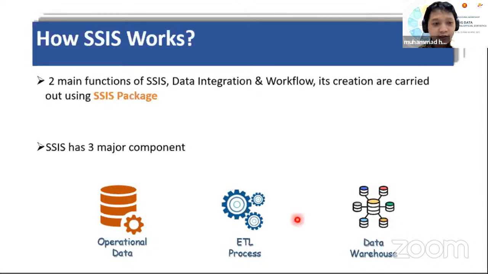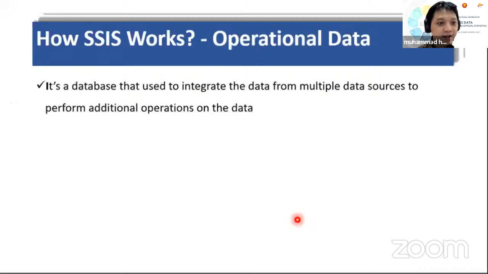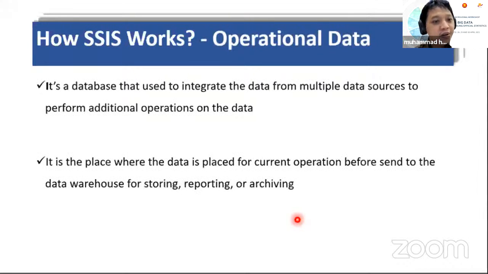Okay, I will make it simple. The operational data is the database used to integrate the data from multiple data sources to perform additional operations on the data. It is a place where the data is placed for current operations before being sent to the data warehouse for storing, reporting, or archiving. In simple terms, the operational data is where SSIS stores data temporarily before it is loaded to the warehouse.